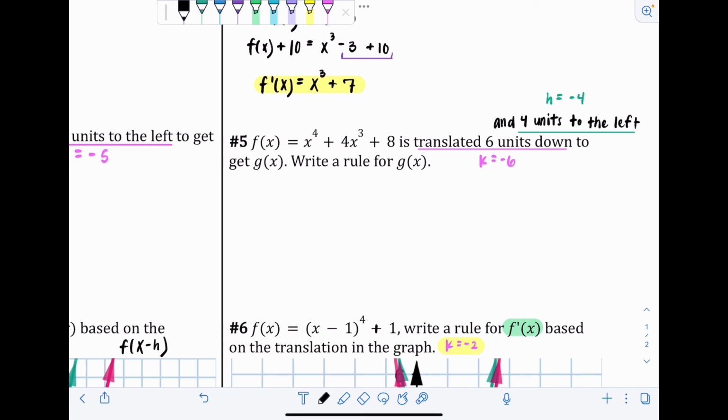So we'll start with the original function. So it'll be f of x equals x to the 4th plus 4x to the 3rd power plus 8. And then a formula that we can use that incorporates both a horizontal and a vertical translation would be f of (x minus h), and then close parentheses, and then the plus k at the end.